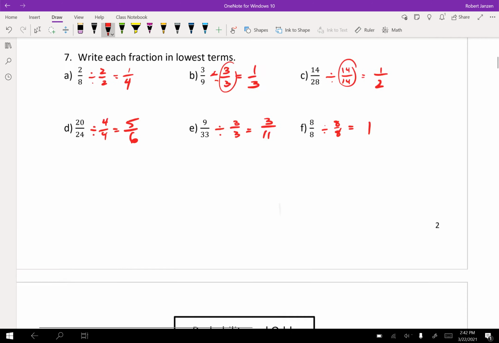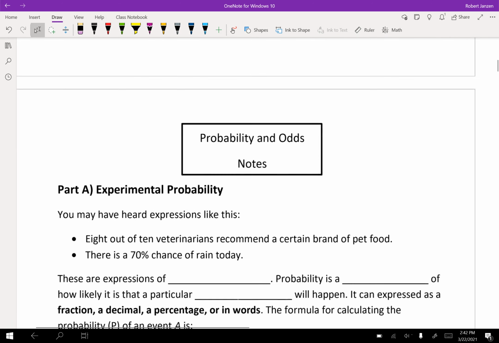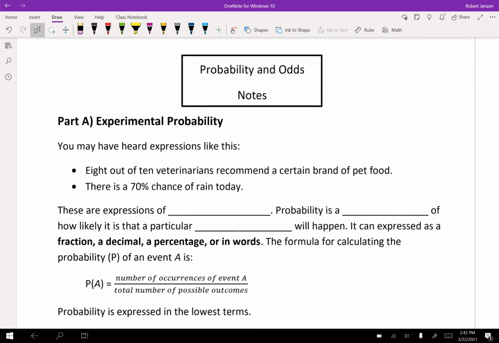Okay, so there's your introduction. We're going to do this next lesson in class, but I'm going to give you just the beginning of it so that we can get the notes written down, and then we'll do the examples together in class. Okay, the lesson today is about experimental probability.